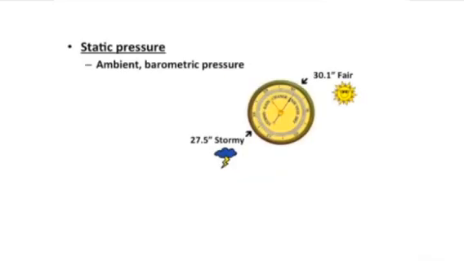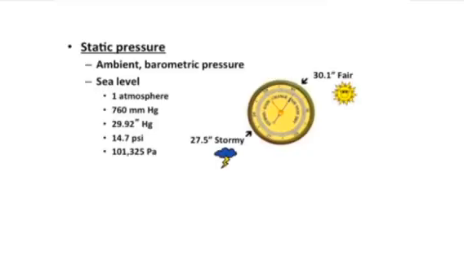This is static pressure. This is ambient atmospheric pressure. What you would experience, let's say, at sea level, where you typically would have 1 atmosphere of pressure, also measured in 760 millimeters of mercury, or 29.92 inches of mercury, or 14.7 pounds per square inch, or that last number in pascals. Those are all measurements representing 1 atmosphere of pressure. What you see on the right is, of course, a barometer. When the barometric pressure is low, we experience stormy weather. When it's high, we experience sunny, fair weather.